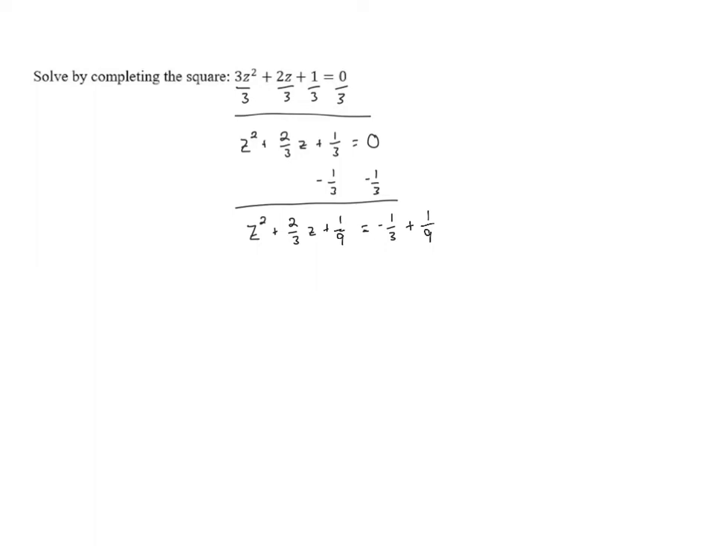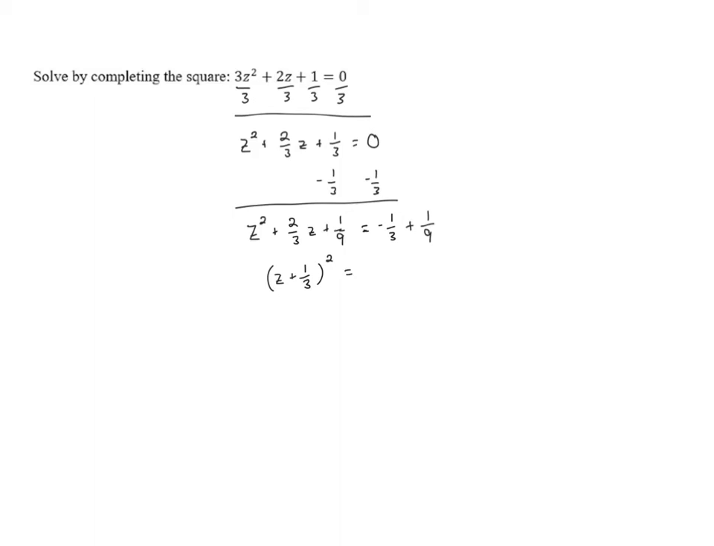Once we've added that on the left-hand side, we have a perfect square trinomial, and we can factor it. When we factor it, it's going to be z plus 1/3 squared. Remember that the constant term is always what we get after we've divided that coefficient by 2. 2/3 divided by 2 is 1/3. So on the left-hand side, we have z plus 1/3 squared.